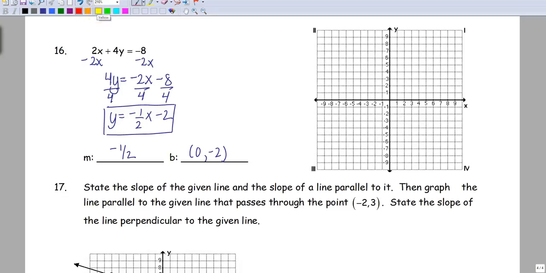Your starting point, go ahead and graph that. And then because your slope is negative, you're going down, and then we'll go to the right. Down 1, right 2. Come back, up 1, left 2. Oops, and hopefully your line is a little straighter than mine. Oops, that wasn't very good either. All right, you get the point.